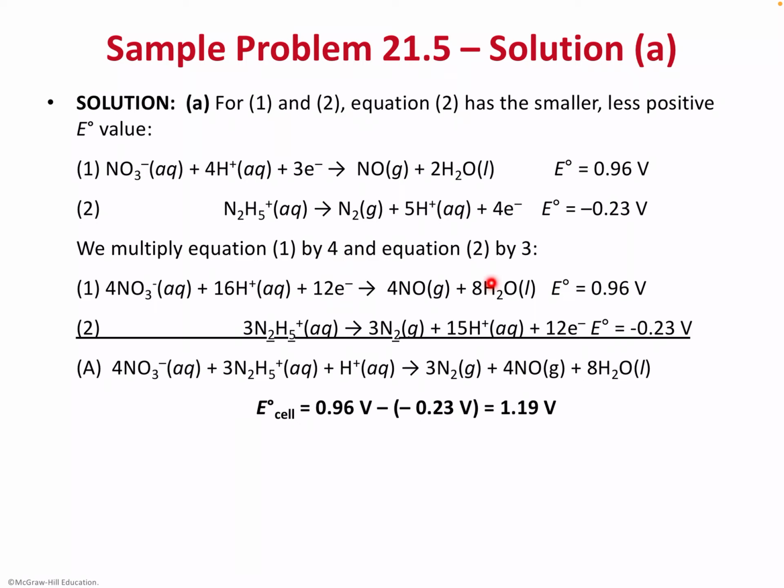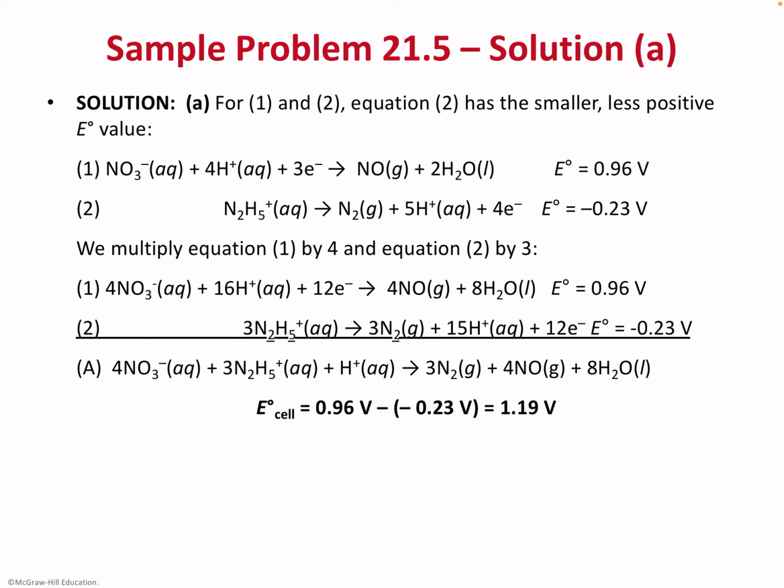So you do the multiplication for the whole 2 reactions. But we don't multiply the E naught values. And your E naught would be cathode minus anode. Your cathode is the reduction, which is this one, 0.96 minus the anode, negative 0.23. So 1.19. Right? So this is a spontaneous redox reaction.